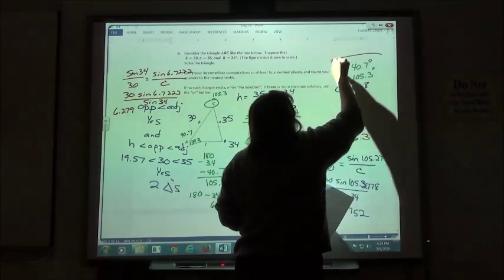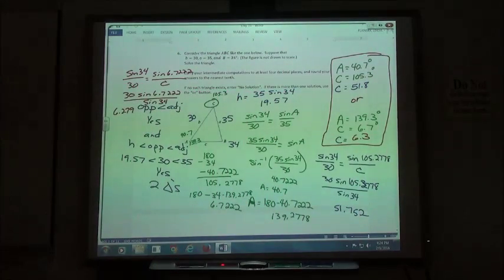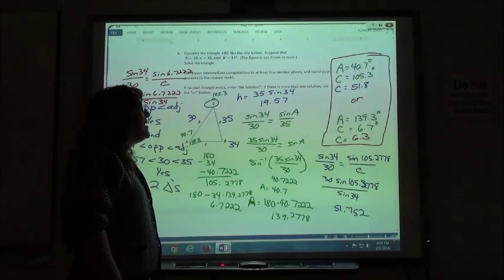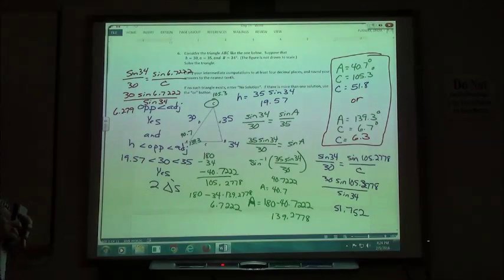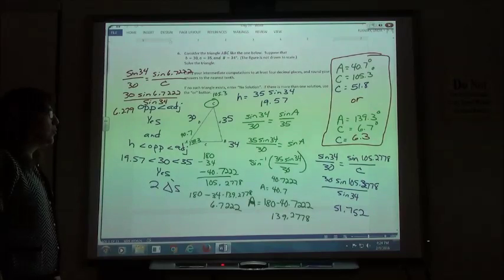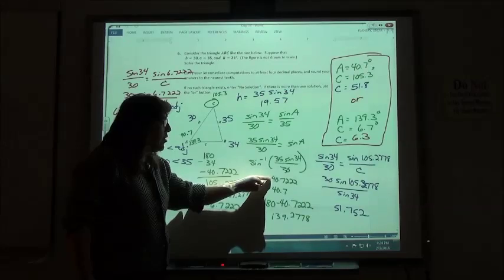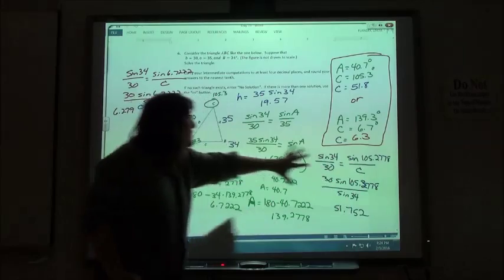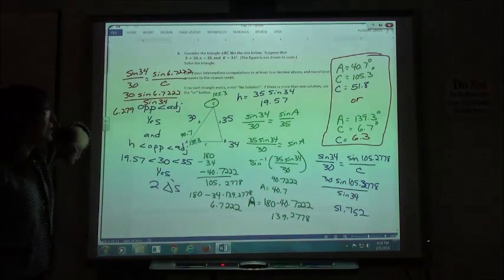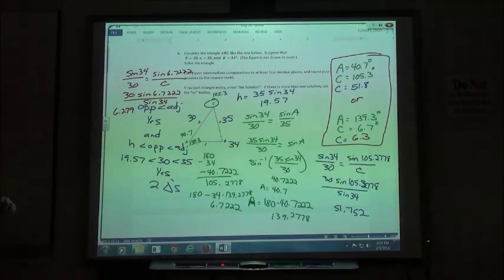So I am going to enter in my answer with 2 sets of answers. Either angle A is 40.7, which makes angle C 105.3 and side C 51.8, or angle A is 139.3, angle C is 6.7, and side C is 6.3. So, moral of the story here is carry your computations out to 4 decimal places, because when you're doing this last part where you're using the law of sines, your angles can't be rounded off too far, or you may get incorrect answers due to rounding.